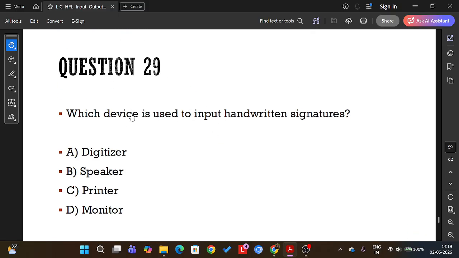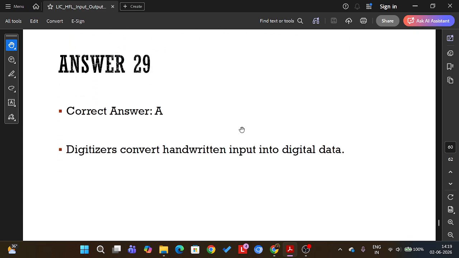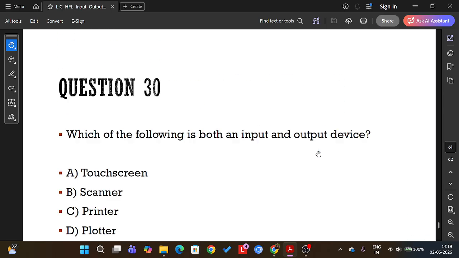Question 29. Which device is used to input handwritten signatures? Digitizer, speaker, printer, monitor. So handwritten signatures we will convert into soft copy. That means it is digitizer. It digitalizes my signature, converts handwritten input into digital data.